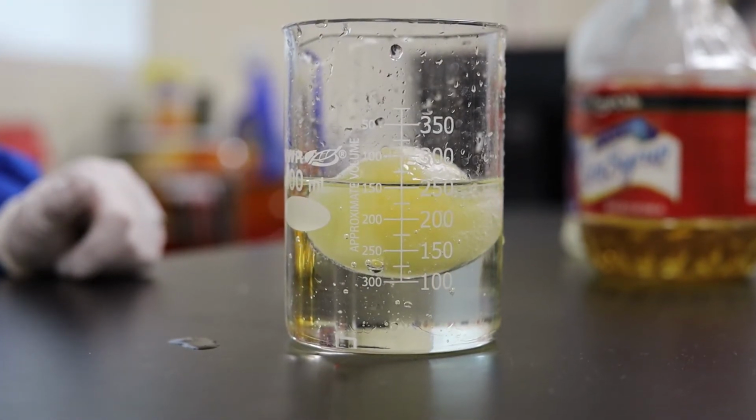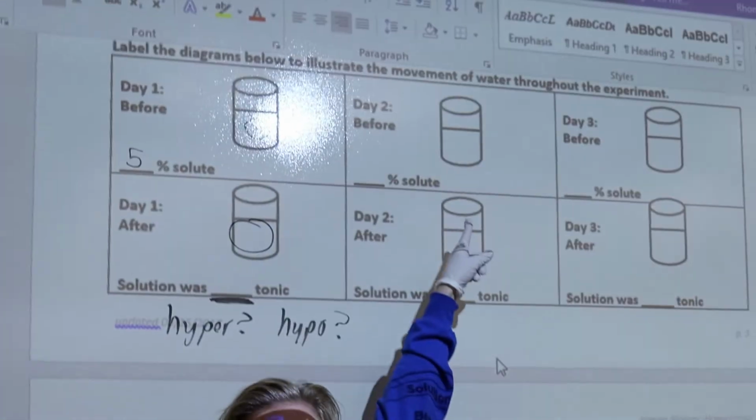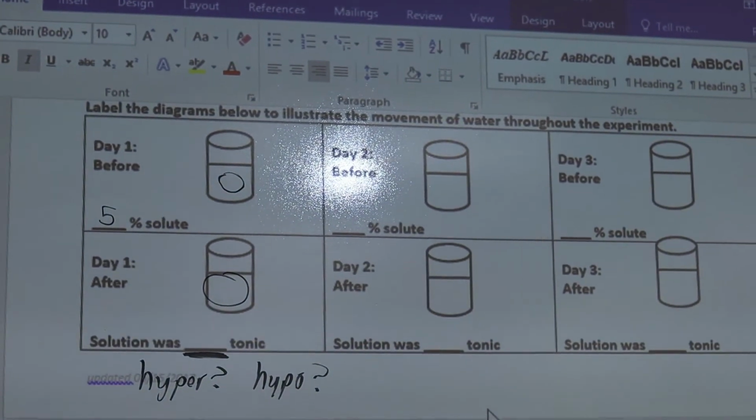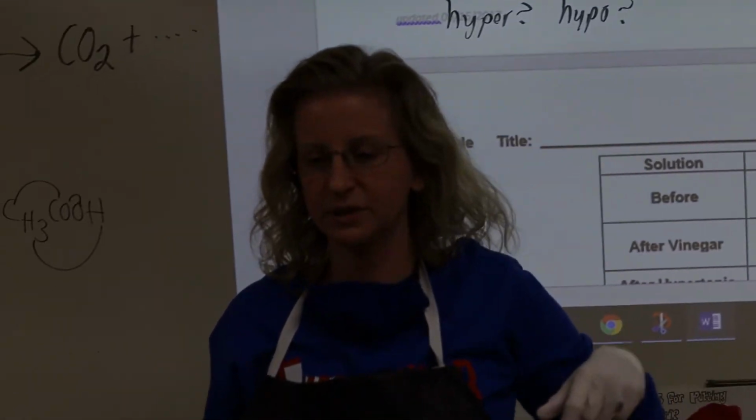Okay. Go ahead and fill out your day 2 before. Draw your little picture there. I don't know the percent of solute. We can just leave that blank. And then we'll come back tomorrow and we'll see what happened to that egg.